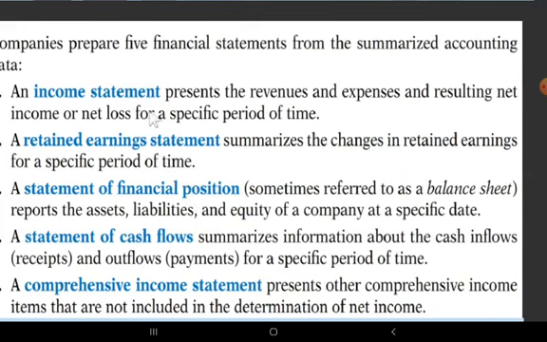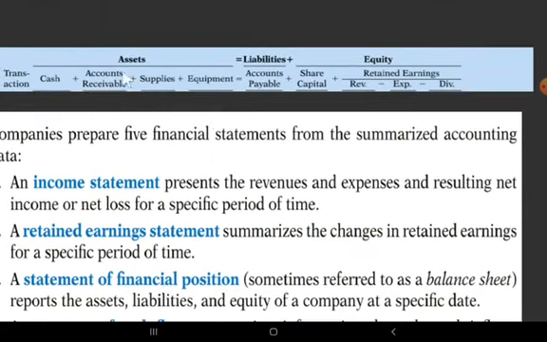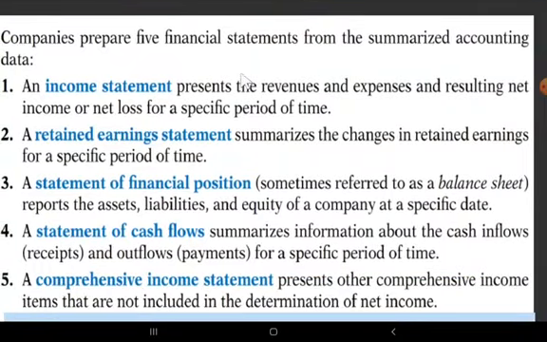Under assets we have cash, accounts receivable, supplies and equipment. Liabilities include accounts payable, and equity includes retained earnings and share capital. All of them are included under the financial statements.